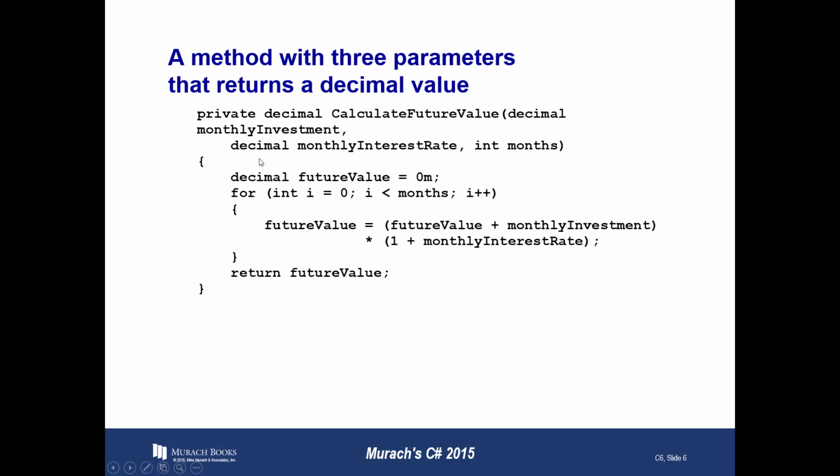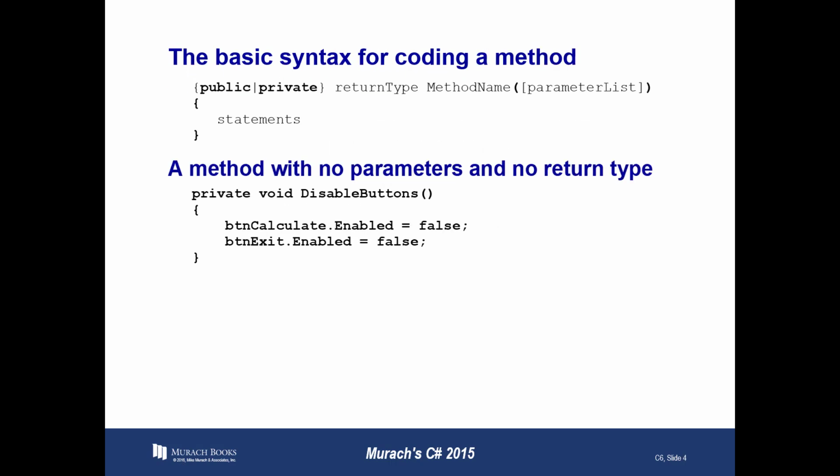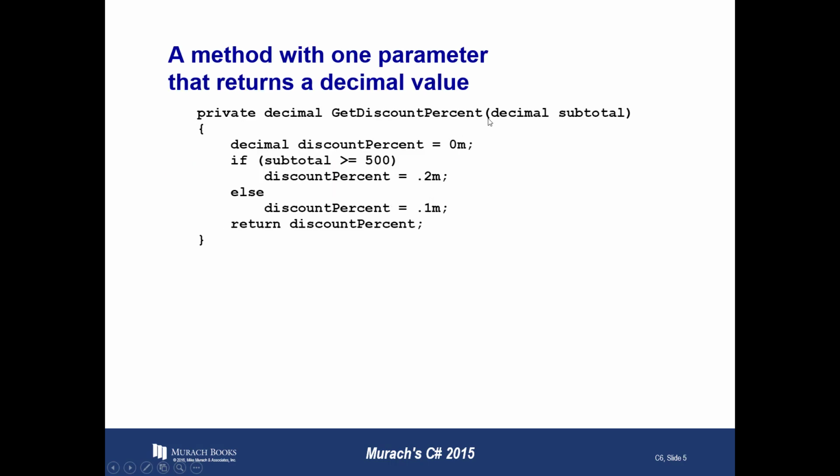It didn't matter. Here's another one that returns a decimal, and it has 1, 2, 3 things passed into it. Our routine had 2 things passed into it, the first number and the second number. This one had nothing passed into it. This one had 1 value passed into it. All right?